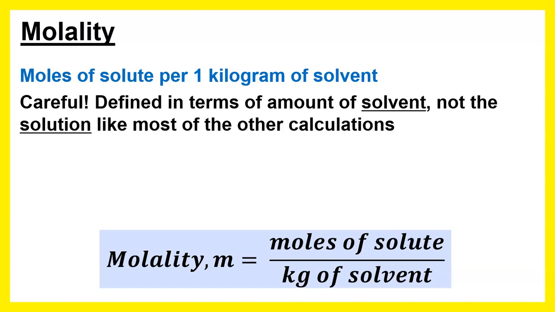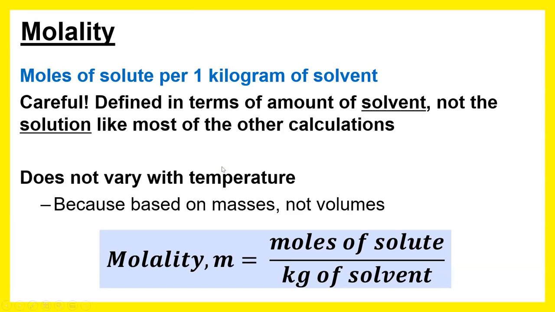This one is important because it's not going to vary with temperature. So some branches of science and some types of reactions and some topics within chemistry prefer molality because if you change the temperature, the volume won't change and therefore the concentration doesn't change. So it can be very useful. We won't use it very often.